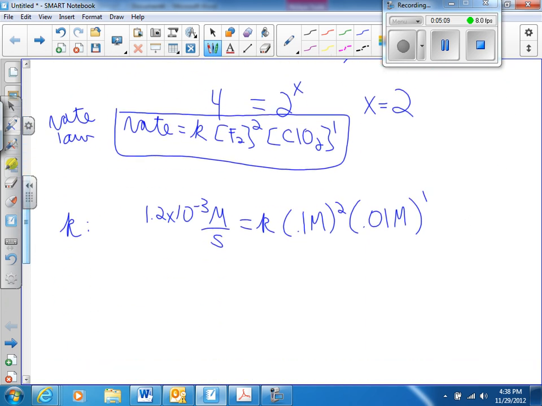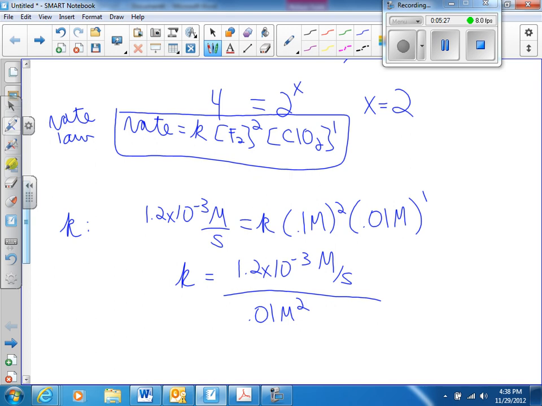So now let's solve this. I isolate K. K will be 1.2 times 10 to the minus 3, keeping my units, molars per second, divided by 0.01 molar squared. I multiplied out 0.1 molar quantity squared times 0.01 molar. And now I'm going to separate out my numbers and my units.